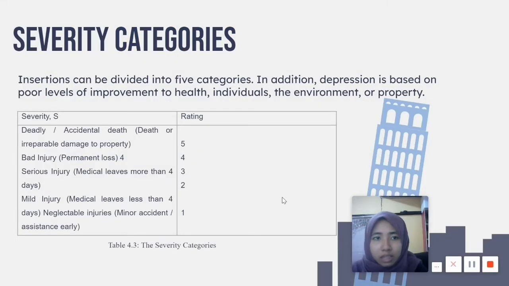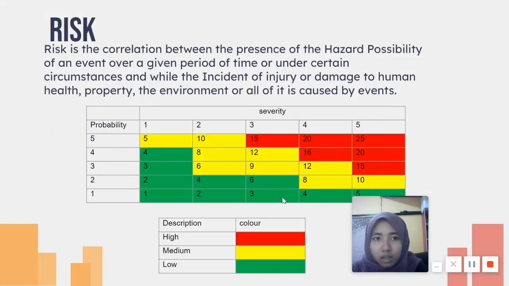The severity category can be divided into 5 categories. First, rating 5 is deadly or accidental death. 4 is bad injury. 3 is serious injury. 2 is mild injury, and 1 is negligible injury. Okay, risk. The risk is the correlation between the presence of hazard and possibility: the probability that we get from the previous slide and the severity from the previous slide also. And then we can calculate the risk, and we know the level of the risk based on the color.